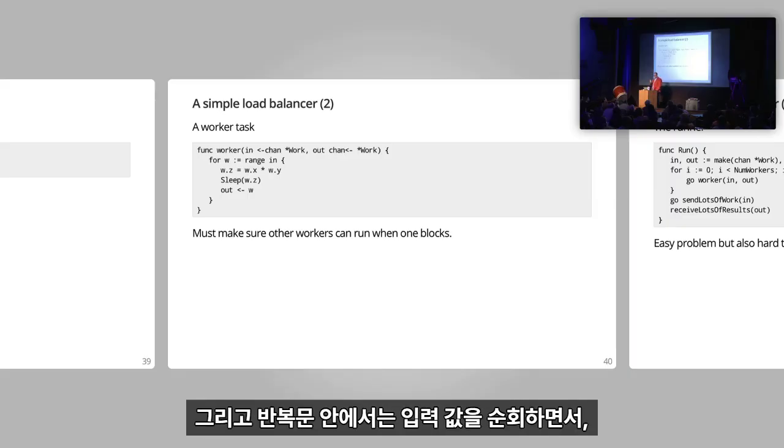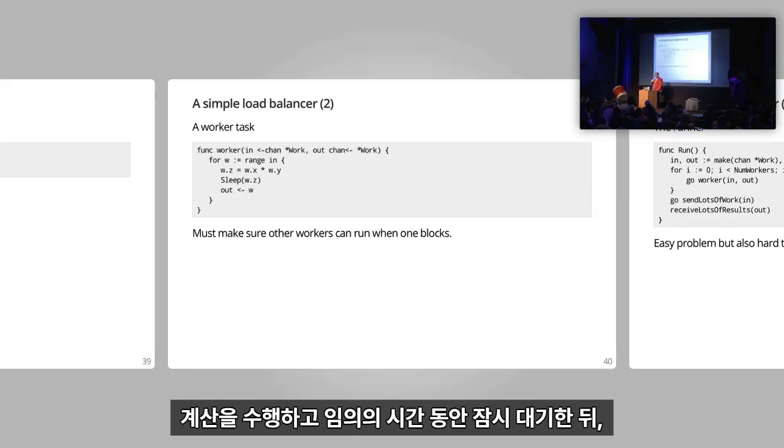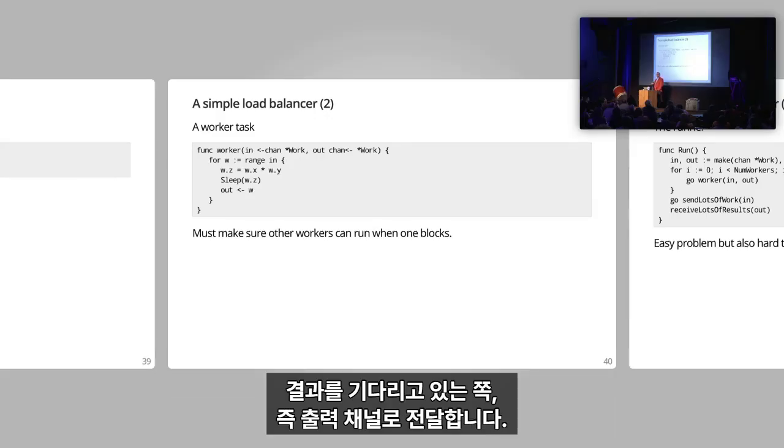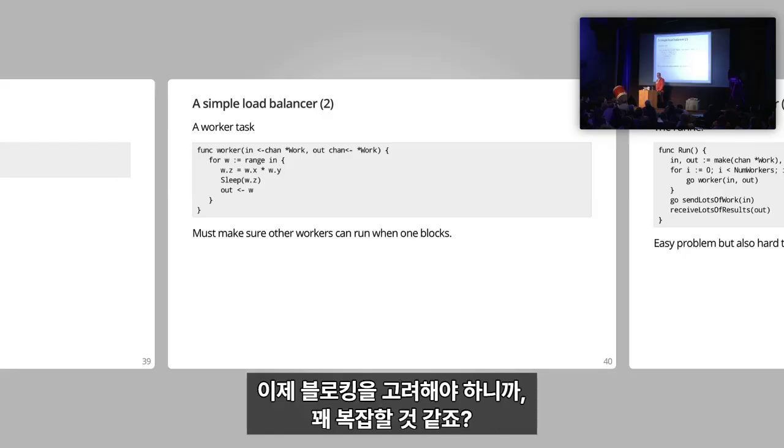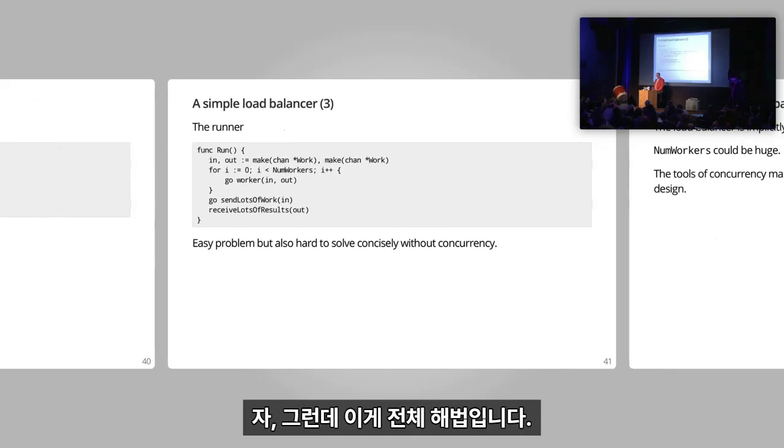And then in the loop, we range over the input values, doing the calculation, sleeping for some essentially arbitrary time, and then delivering the output to the guy who's waiting. So we have to worry about blocking. So that's got to be pretty hard, right? Well, there's the whole solution.